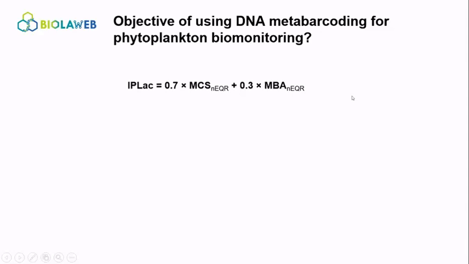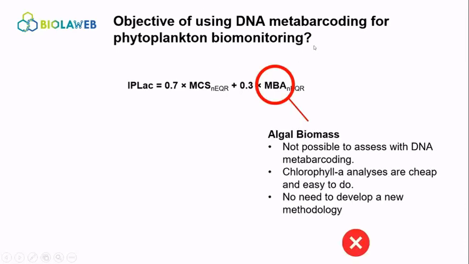So what is the objective of using DNA metabarcoding for phytoplankton biomonitoring? It's to try to calculate this IPLAC like we did for diatoms, but with DNA metabarcoding. For the first metric, the metric of algal biomass, I hope you understand that it's not possible to assess it with DNA metabarcoding. Chlorophyll A is an analysis which is done either with a probe or in chemistry. So we don't need to develop a methodology for this. We keep the classical way.